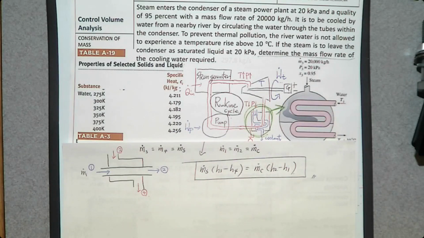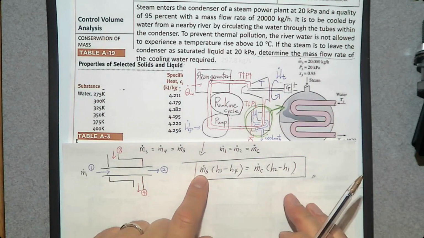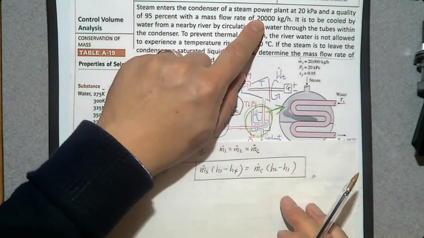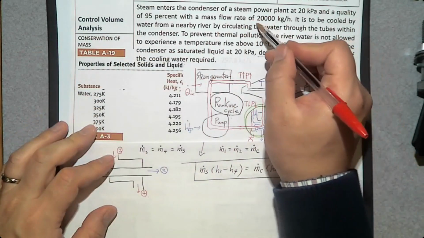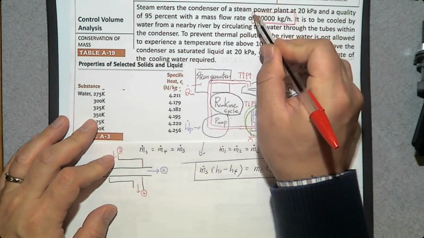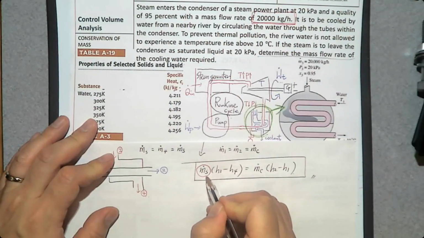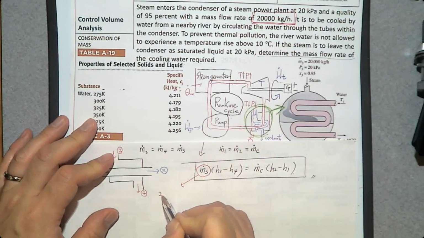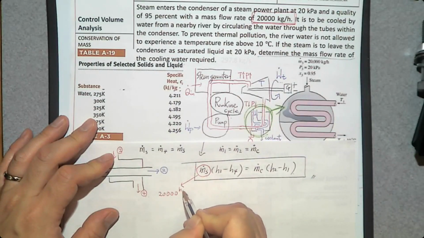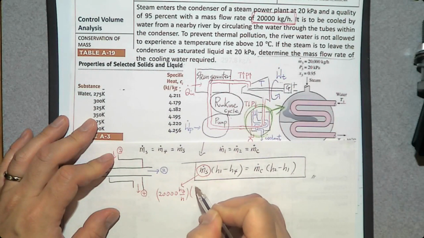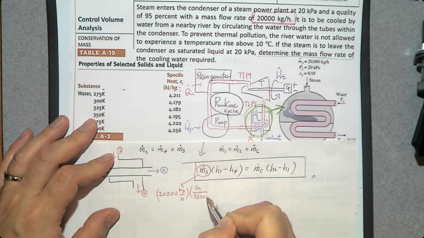Now we need to check what we know and what we do not know. First, m dot of S, the mass flow rate of the steam, is given as 20,000 kilograms per hour. Do you like hour? You don't. You prefer second. So 1 hour is 3,600 seconds.